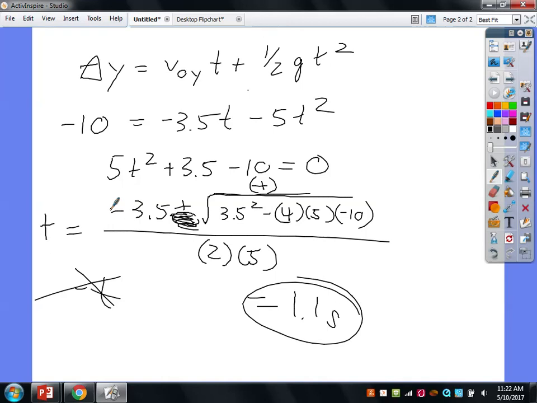Other ones would be where you want to throw something over a wall or something like that, but we don't do those problems too much. We try to have it where something cancels out, something is set to 0, and we can solve fairly easily. All right, so that's it. That is projectile motion. Thank you.